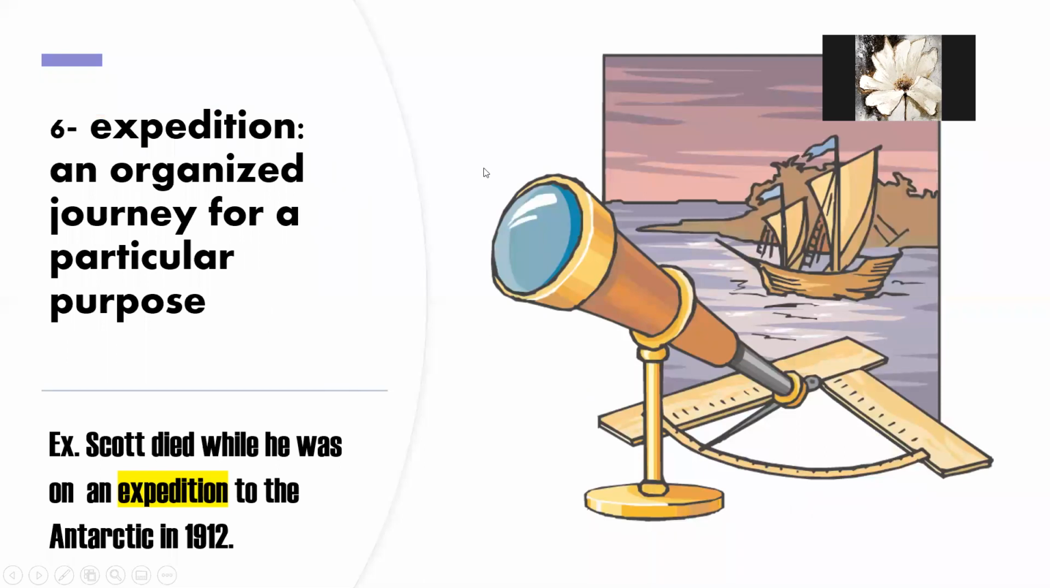This word, expedition. If you look at the picture, you're going to find that it's like a journey for discovering something. This is called expedition. Expedition means it's a journey for a specific purpose, you know. So here, if you read the example, you're going to find that Scott died.